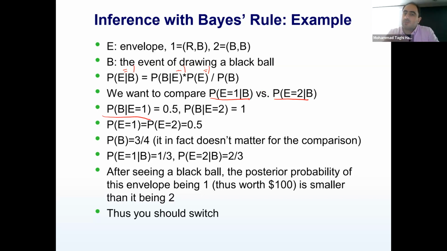Here, of course, we need to compute it. Let's use our history. What is the probability of B conditioned on E equal to 1? What's the meaning of that? If E is the first envelope, what is the chance that we will bring a black ball out of it?